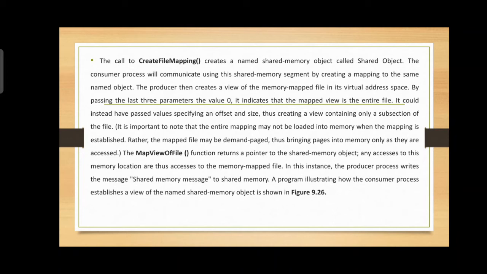It could instead have passed values specifying an offset and size, thus creating a view containing only a subsection of the file. The MapViewOfFile function returns a pointer to the shared memory object. Any accesses to this memory location are thus accesses to the memory-mapped file. In this instance, the producer writes the message "Shared memory message" to shared memory. A program illustrating how the consumer process establishes a view of the named shared memory object is shown in Figure 9.26.